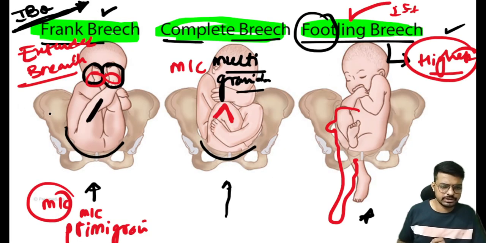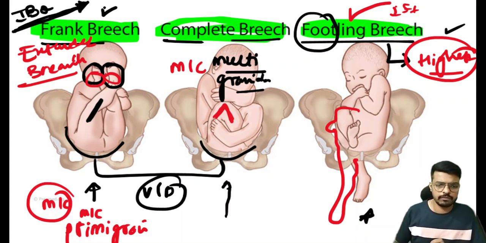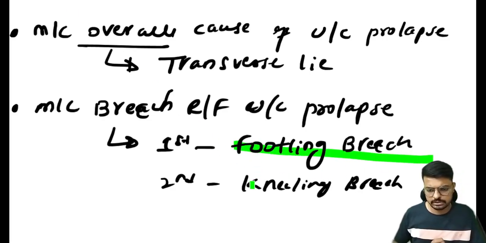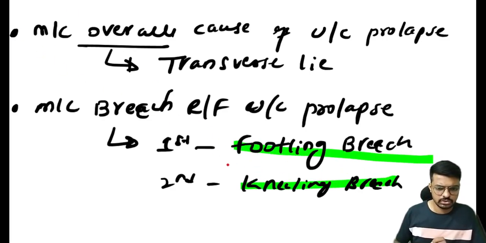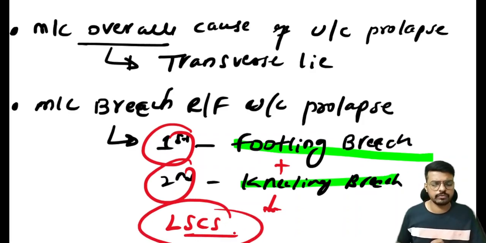In the first two, frank breech and complete breech, there is no chance of umbilical cord prolapse. So we can try vaginal delivery in the frank breech and complete breech. But for the footling breech and knee breech, always go for the LSCS. Okay, for the footling breech and knee breech, always go for the lower segment cesarean section. Always do the LSCS.